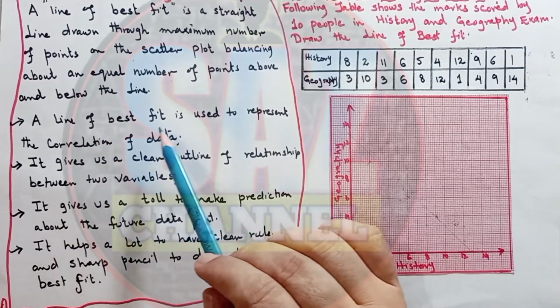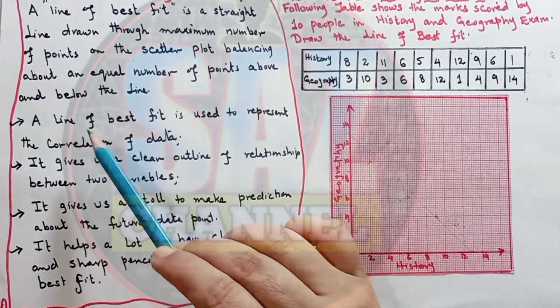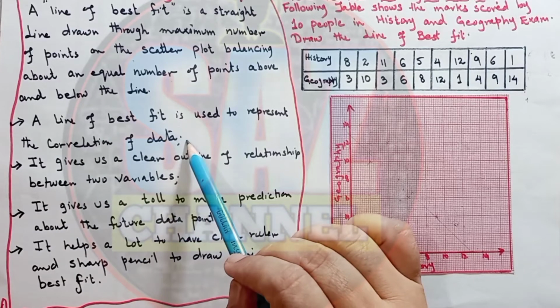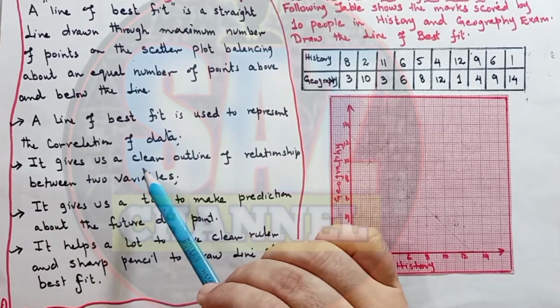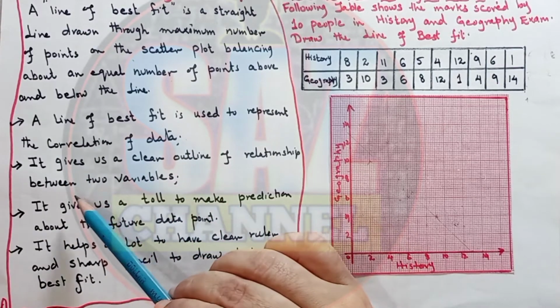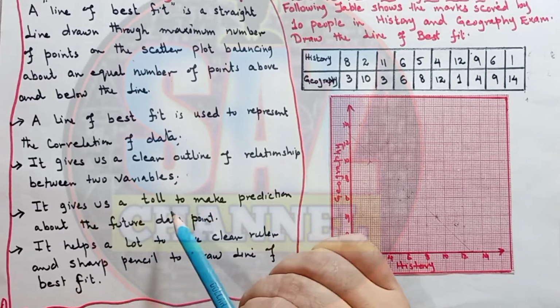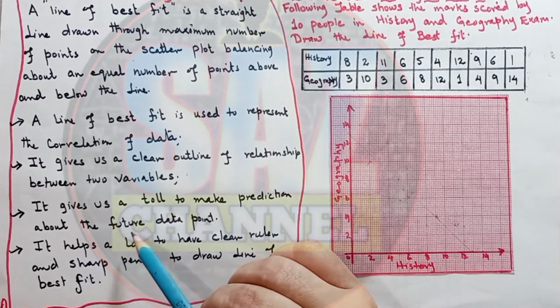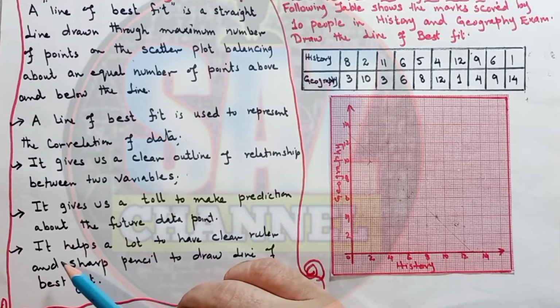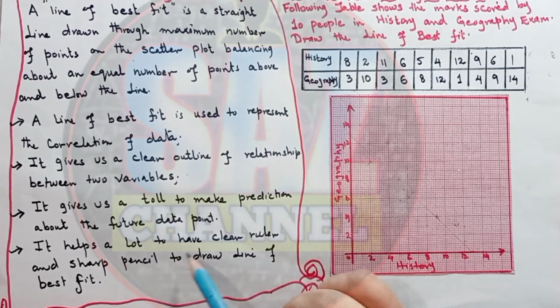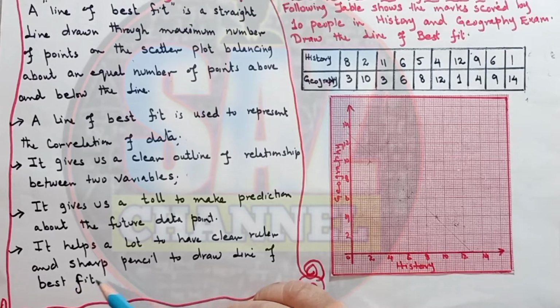A line of best fit is used to represent the correlation of the data. It gives us a clear outline of the relationship between two variables. It gives us a tool to make predictions about future data points. It helps us a lot to have a clear ruler and a sharp pencil to draw the line of best fit.